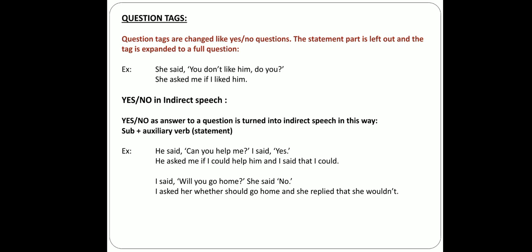I said, "Will you go home?" She said no. Here the negative word is mentioned. I asked her whether I should go home, and she replied that she wouldn't. Please notice this.